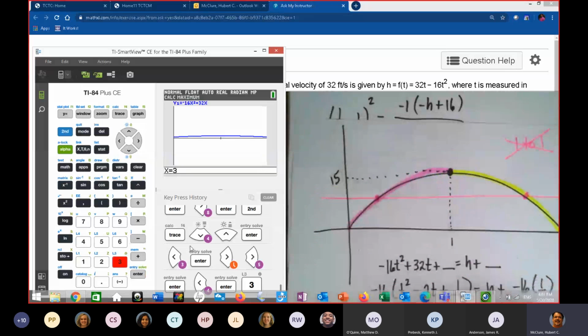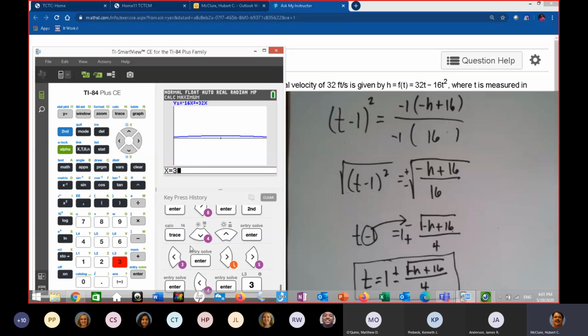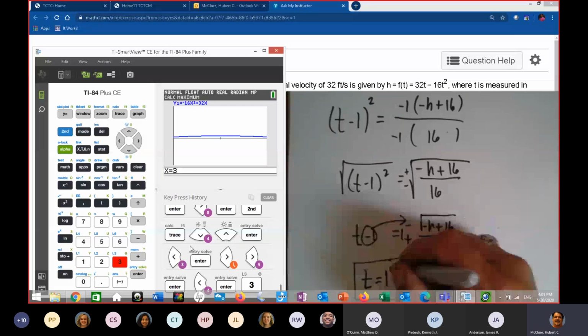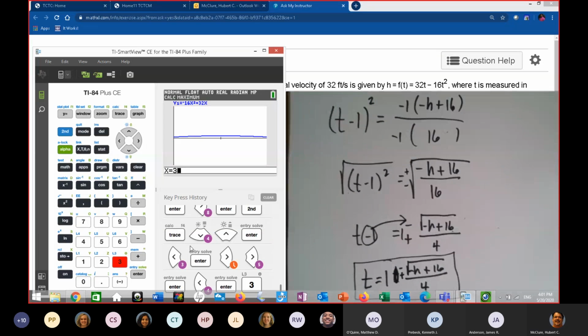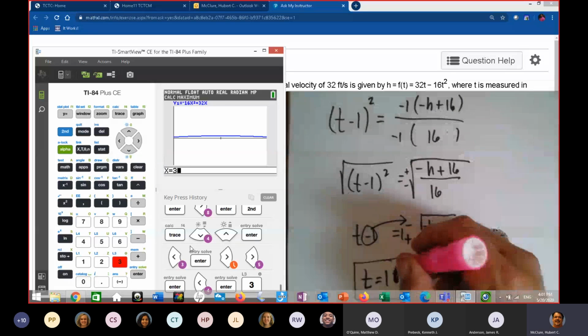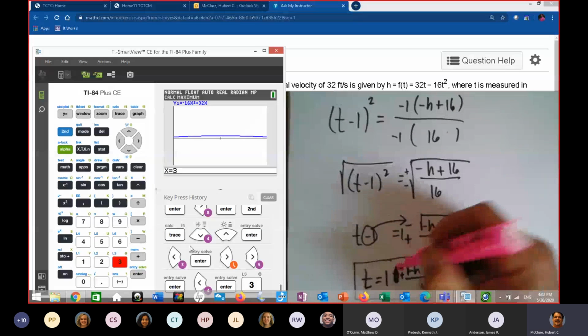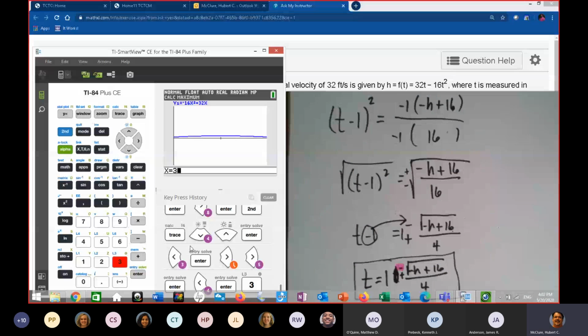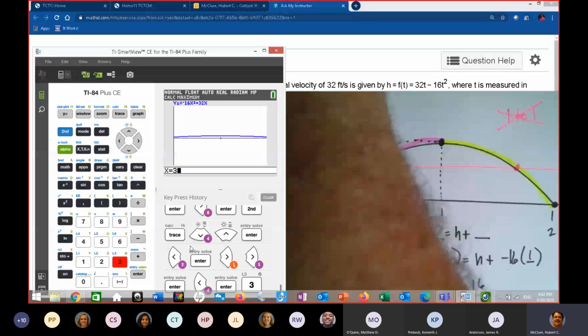That pink side is going to be your positive. I'm sorry, your negative. That's supposed to be a negative and a positive. Sorry. Negative and positive. That negative is going to be the pink side. The positive is going to be the yellow side. So you're going to see that here in just a minute.